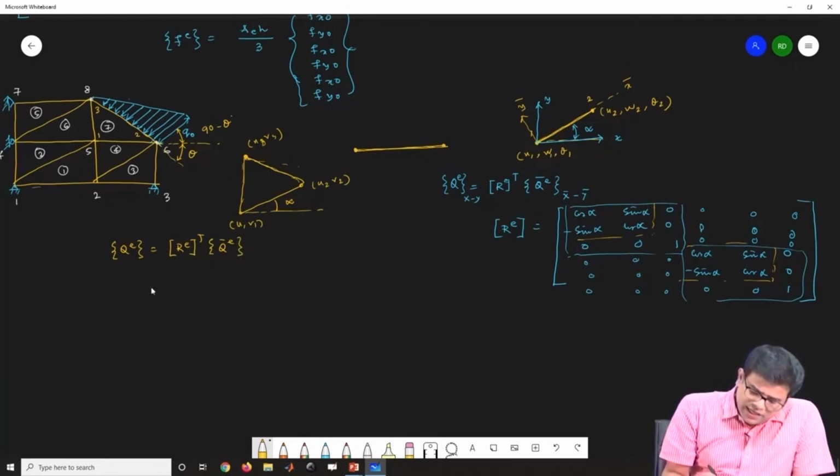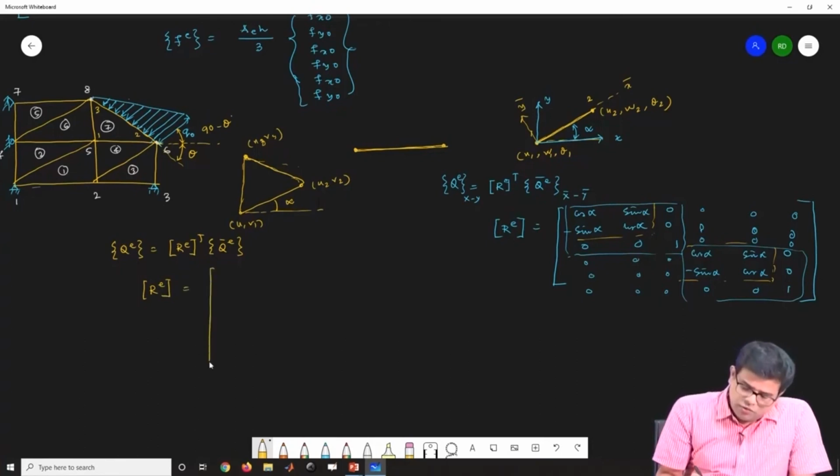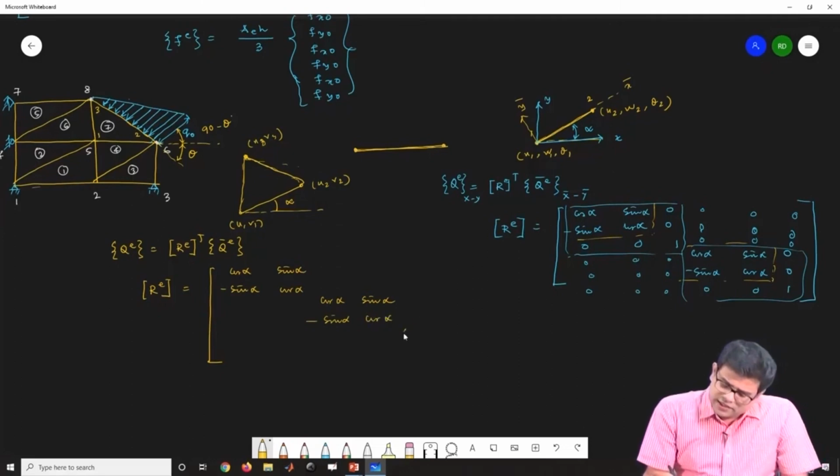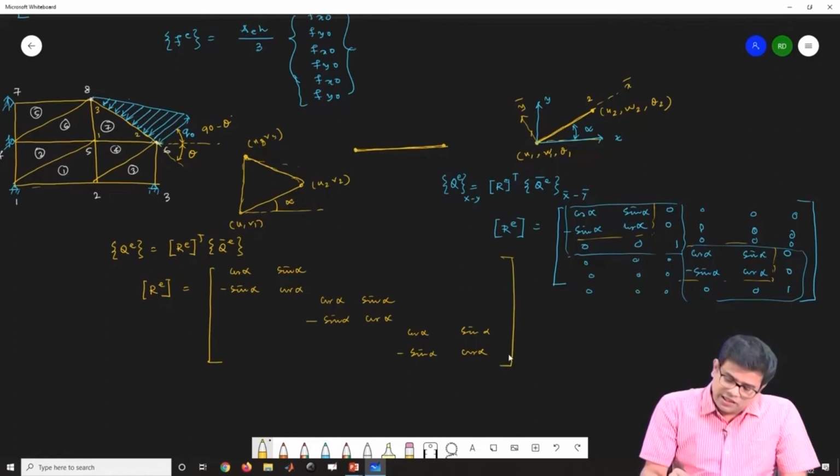So now the RE here is the same, but this one term will not be there. So this will now be my cos alpha, sin alpha, then minus sin alpha, cos alpha, then cos alpha, sin alpha, then sin alpha, cos alpha, then sin alpha, cos alpha, sin alpha, minus sin alpha, cos alpha. So this will be the case. The other terms will be 0.